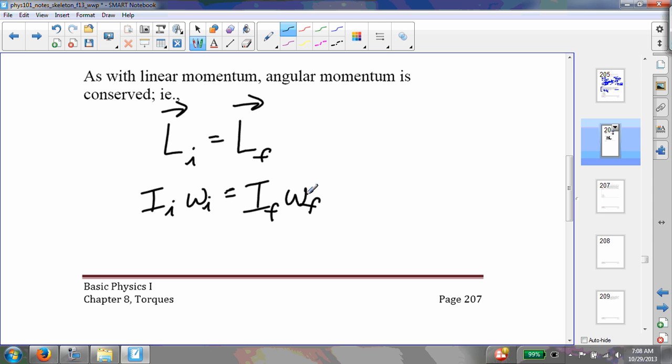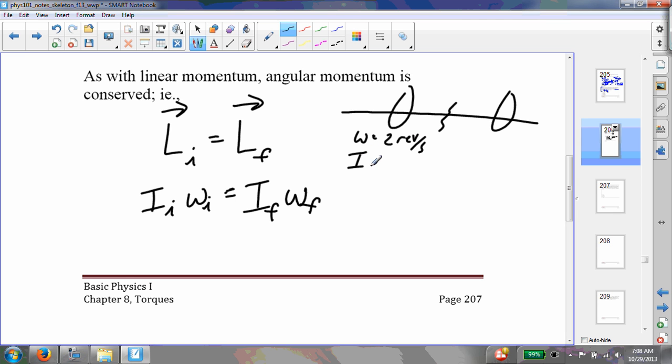Let's consider a problem. Let's say that we have two spinning disks. I have a spinning disk here and a spinning disk here, and they have a shaft that goes in between them. Initially, they're separated. Let's say that this object is spinning with an omega equal to 2 revolutions per second, or whatever. I'll call this omega initial, and I'll call this I initial. Let's say that it has a moment of inertia of 20 kilogram meters squared. So this object is spinning in this direction.